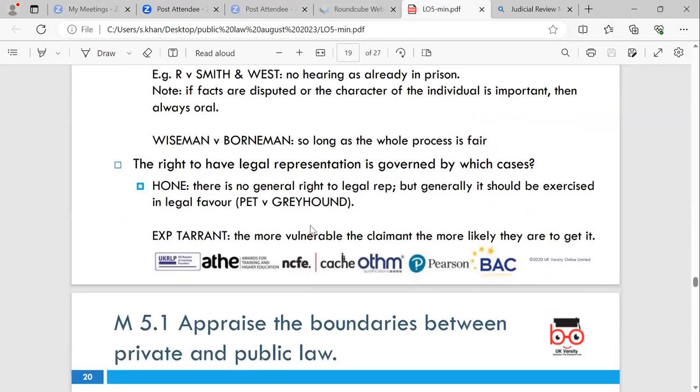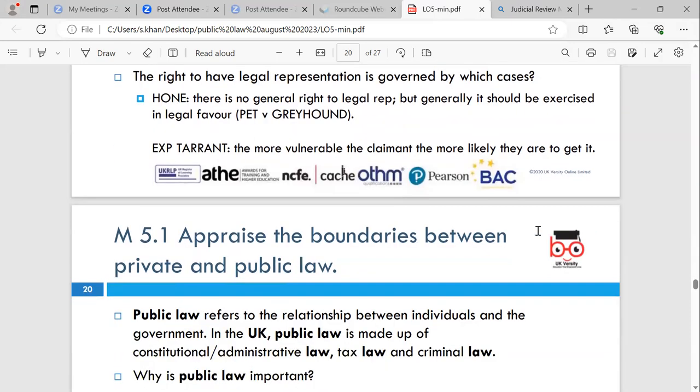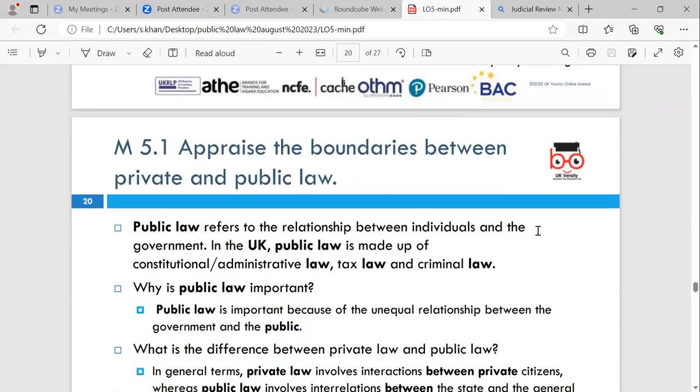The right to have legal representation is governed by which cases? The case of Hone, there's no general right to legal representation, but generally it should be exercised in the claimant's favour, as in the case of Pett v Greyhound. Ex parte Tarrant, the more vulnerable the claimant, the more likely they are to get it.